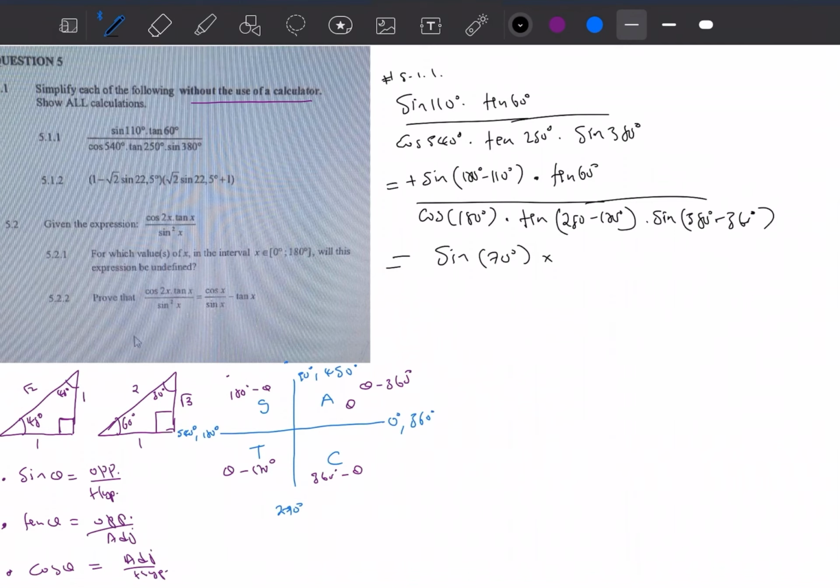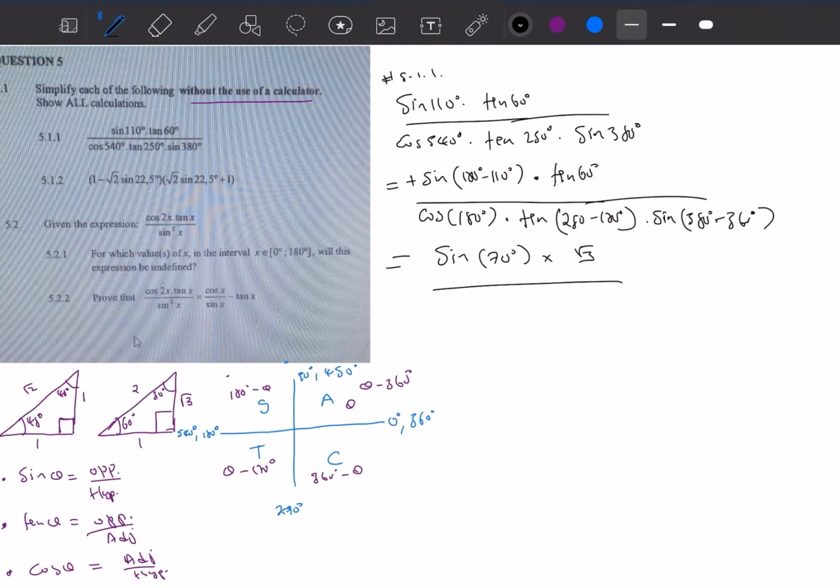Now tan 60. Tan is opposite over adjacent, and we're looking at 60. So you're looking at this triangle. The opposite side of 60 is square root of 3. And then the adjacent side of 60 is 1. So it's going to be root 3 over 1, which is root 3. I can just write root 3 because root 3 over 1 is root 3. Now, what is cos 180?